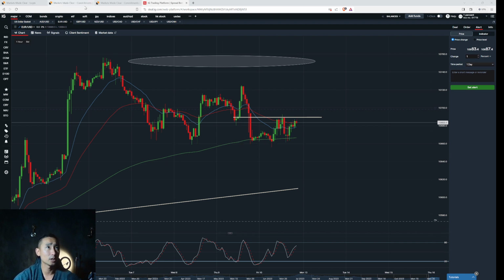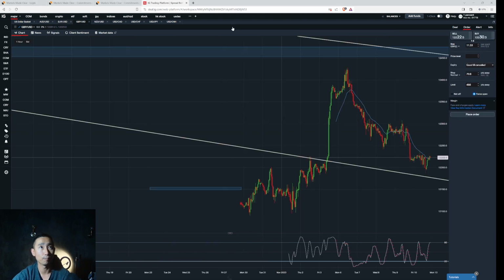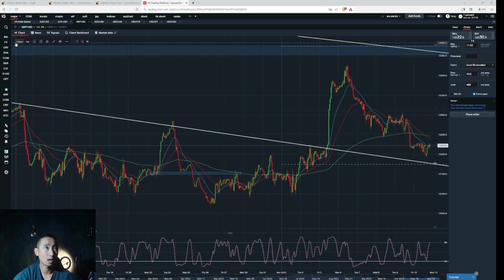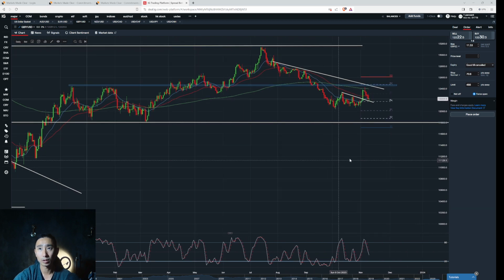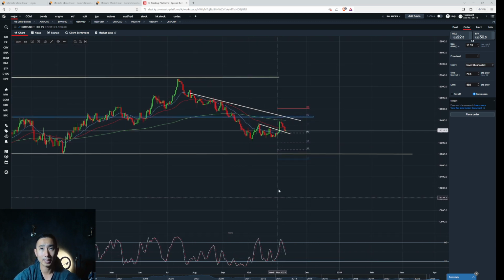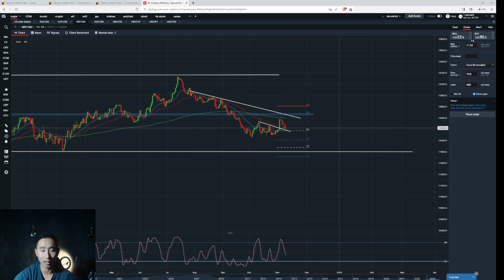But I actually like the British pound a bit more, because it's now coming back. We've got a daily uptrend, retesting the support and resistance trend line area, coinciding with the monthly pivot. So I could take this up to the R2 area. I just like that a little bit more than the euro.